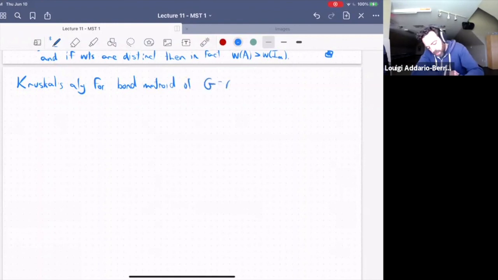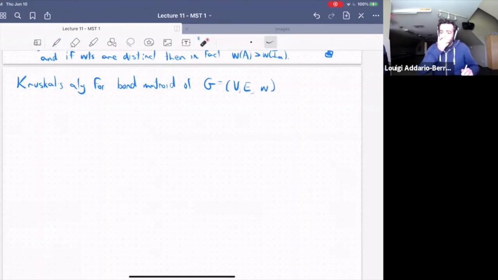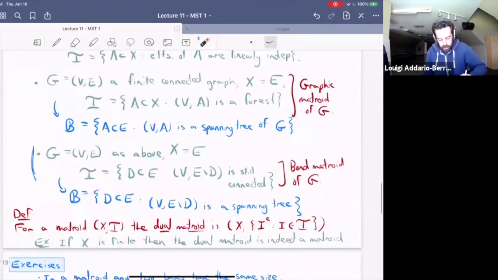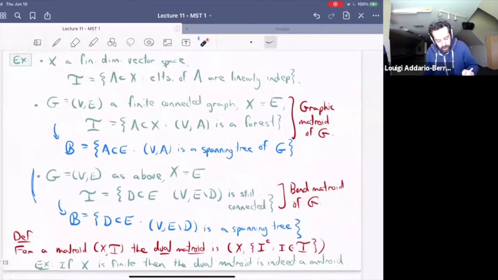of a graph G. Okay, so remember that the bond matroid was the matroid where the independent sets were the sets we could remove from the edge set while still remaining connected. Okay, so now the minimum, what are we going to be doing there?